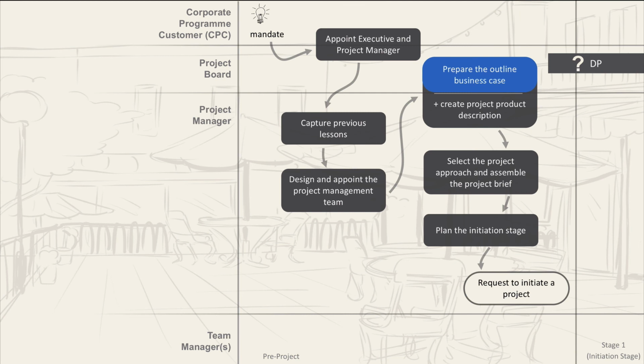So the next activity is to select the project approach and assemble the project brief. So first, the project approach. Well, this is a small project, and we've already discussed the project approach while creating the project product description. So we have identified that we're going to use the existing website. We're going to get some new modules in there to create the extra functionality that we need. So I won't be creating a separate document for this because we have already included it in the project product description. And then assemble the project brief.